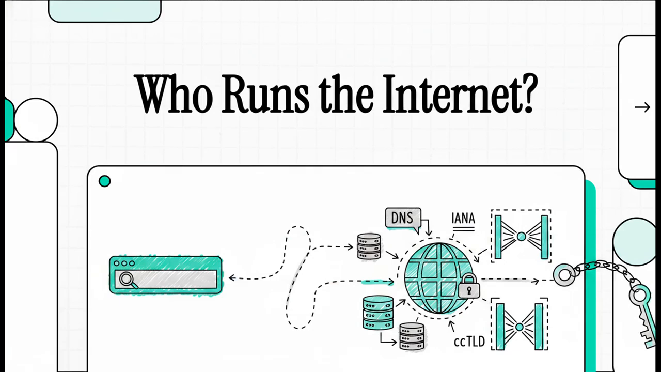Whenever you type a web address into your browser, do you ever stop to wonder what's actually happening behind the scenes? Or maybe more importantly, who is actually controlling the infrastructure that gets you exactly where you want to go? Well, welcome to This Explainer. Today we're going to pull back the curtain on the internet's core infrastructure. We are going to demystify all those confusing acronyms, DNS, IANA, ccTLDs, and figure out who truly holds the keys to the digital borders we cross every single day.